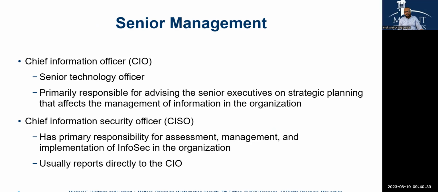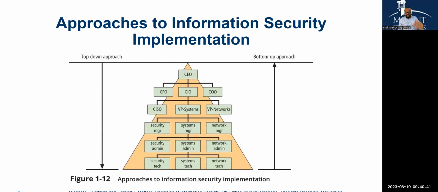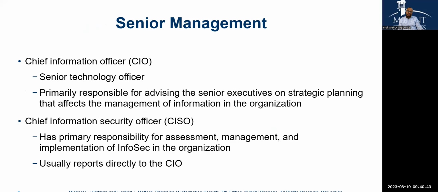So if you saw this chart in here, it's like a hierarchy chart, an organizational chart. You still need to know the roles of people in the organization as they relate to security, information security or cybersecurity. So our Chief Information Officer, CIO, not every organization has all of these, by the way. Some could be merged together. You are a Senior Tech Officer. So he's responsible for advising the senior management, or again, you see the word strategic planning, that affects the management of the information in the organization.